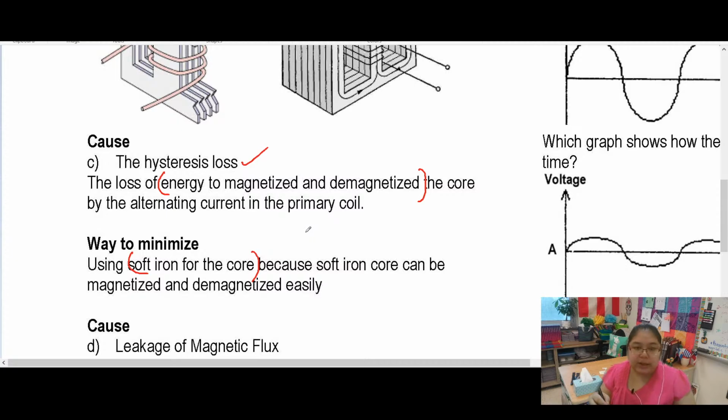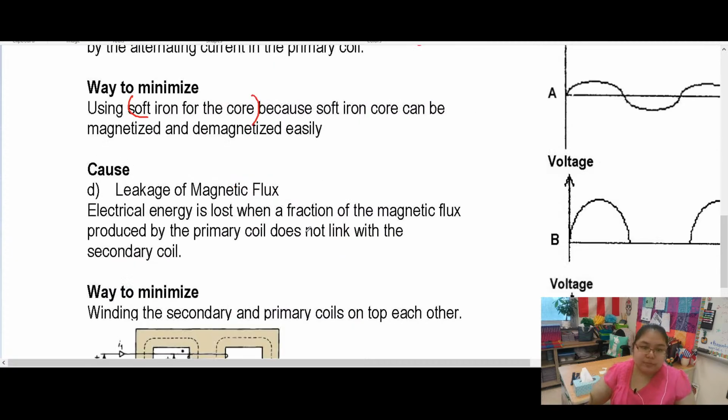Okay, then the last one, causing by the leakage magnetic flux. Later you need to changing flux, is it? You want to send to the secondary coil, is it? So when you want to send, that means the situation when you send, there will be leakage. So electrical energy will be lost. Okay, when a fraction of the magnetic flux produced by the primary does not link with the secondary coil because you are further.